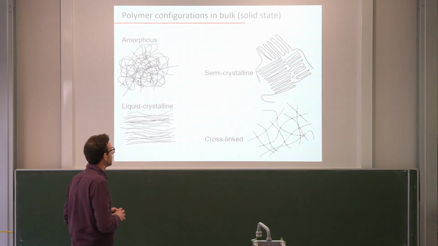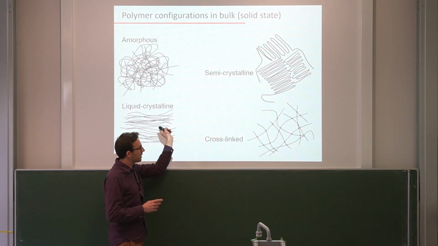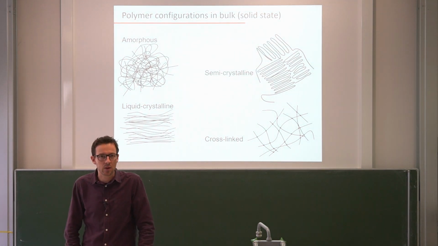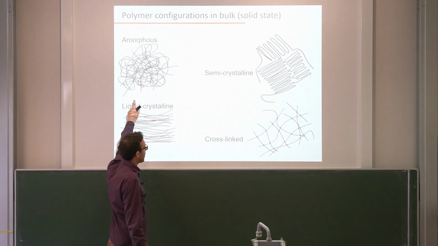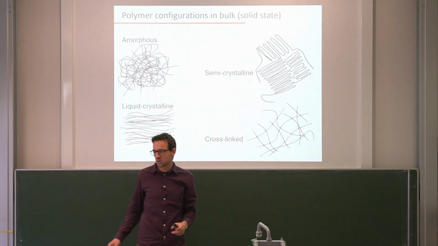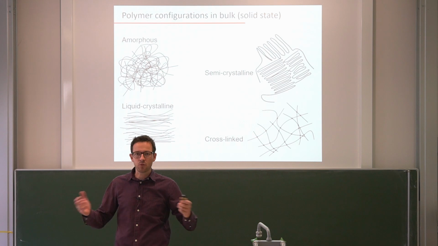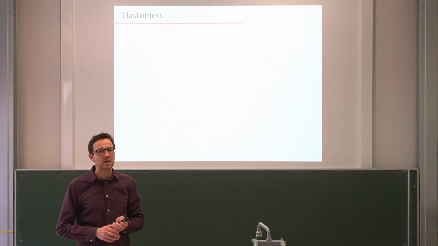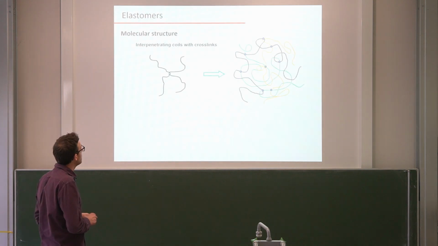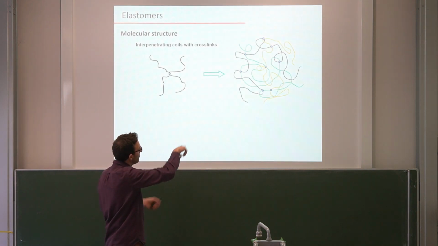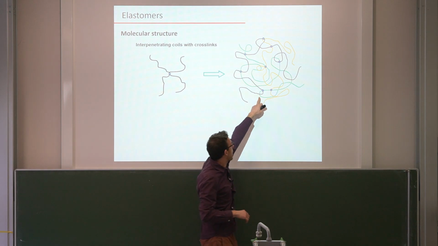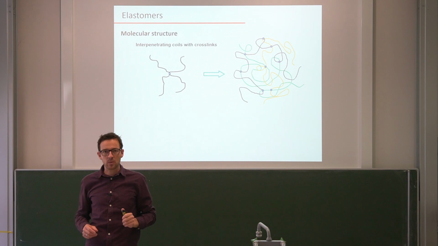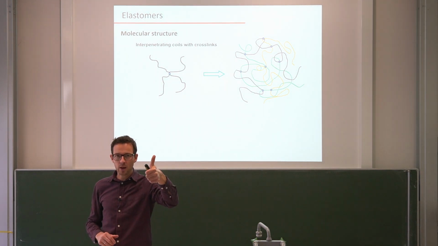Just as a recap, this is what we already discussed last week. Those are, if you want, the four different types of how polymers can arrange in a bulk, and we tick this off. Now we want to see what happens to an amorphous polymer if we cross-link it. And this is typically known as an elastomer. So again, you see here we have amorphous polymers, so polymer coils, and every now and then we have cross-linking points.